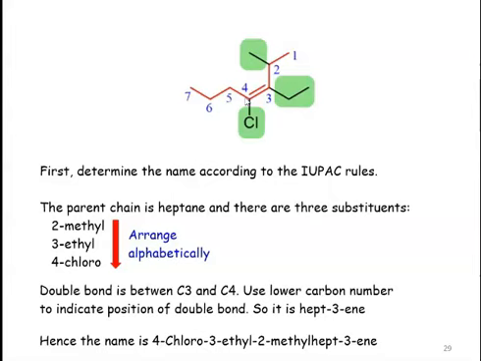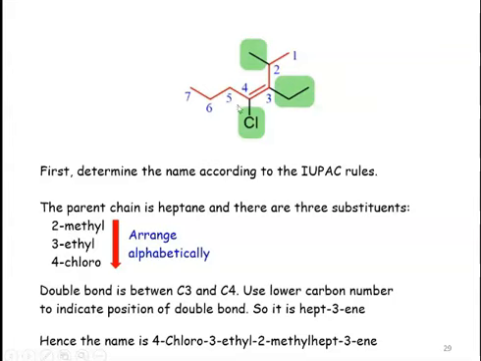Now, what are the attachments? One chlorine atom is there. Where is it attached? It is attached at position number 4, hence 4-chloro. At position number 3, there is an ethyl group attached. It is denoted as 3-ethyl. And at position number 2, we have a methyl group. So we can denote it as 2-methyl.